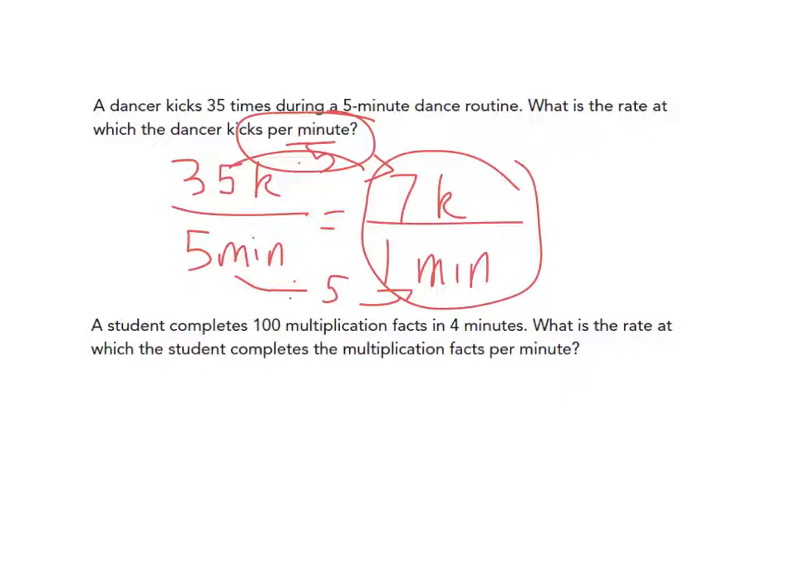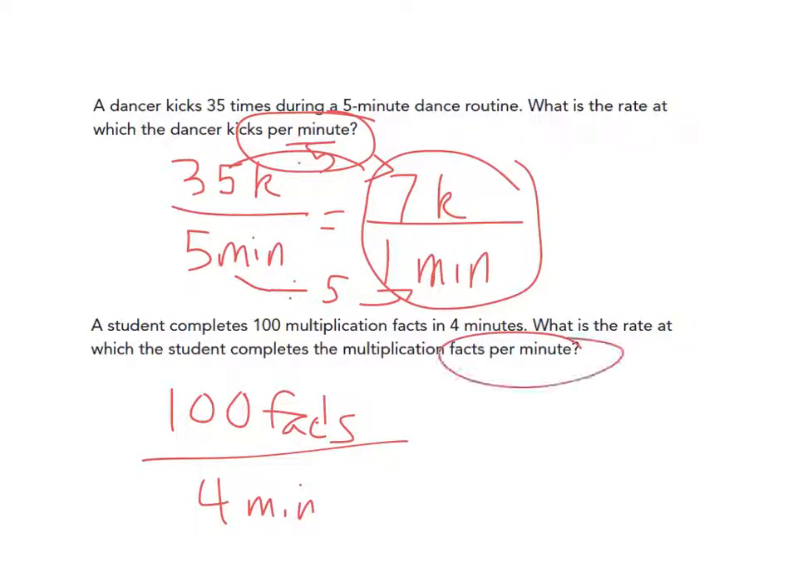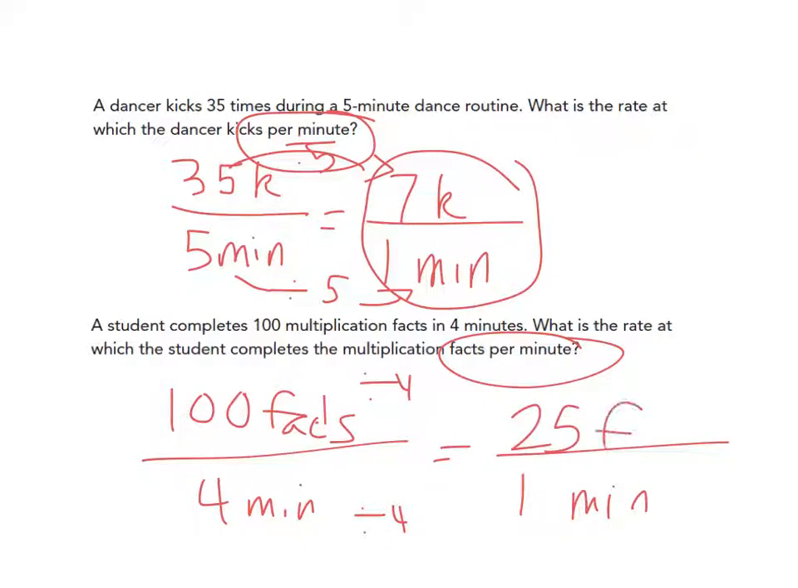A student completes 100 multiplication facts over the course of 4 minutes. But what they want to know is how many per single minute. So over the course of 1 minute, I'd have to divide this by 4, divide this by 4. It's 25 facts per minute. That's our unit rate.